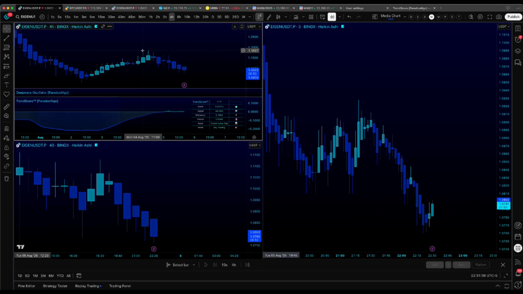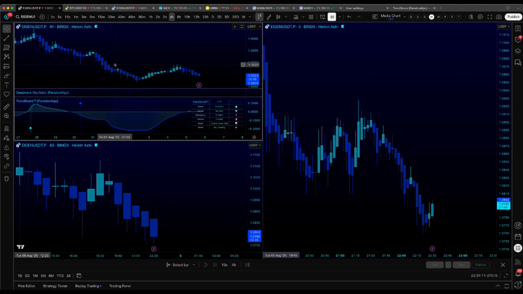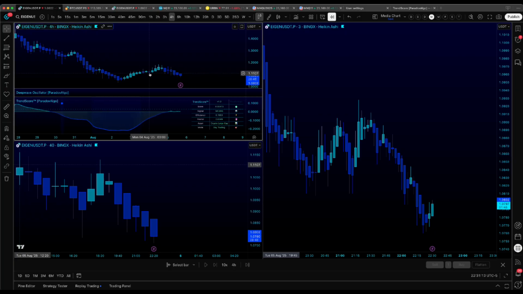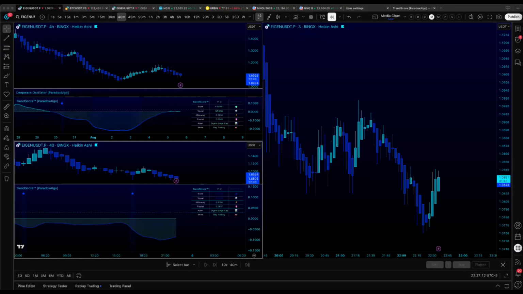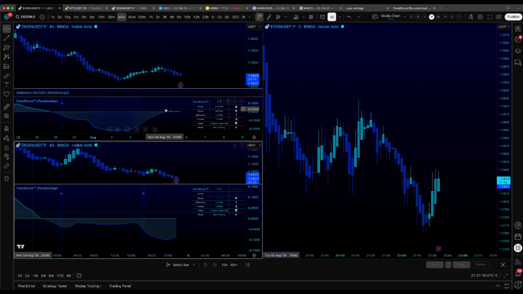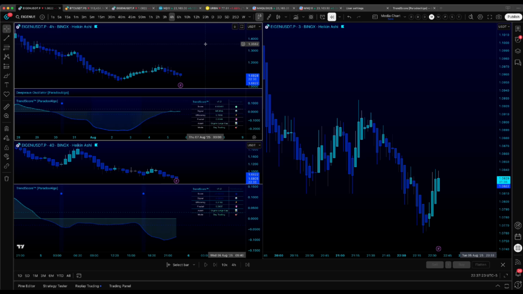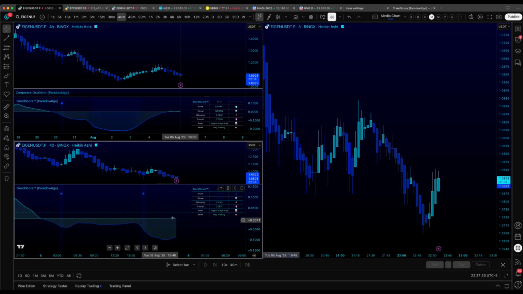Step 1. Establish your macro bias on your highest time frame. For this example, the 4-hour trend score shows me the overall trend quality and market structure. With Heiken Ashi, you can see the trend direction even cleaner. This gives me my directional framework for the entire session. If I'm seeing strong bullish readings on the 4-hour, I'm not even looking at short setups on lower time frames. That's how you avoid fighting the bigger trend.